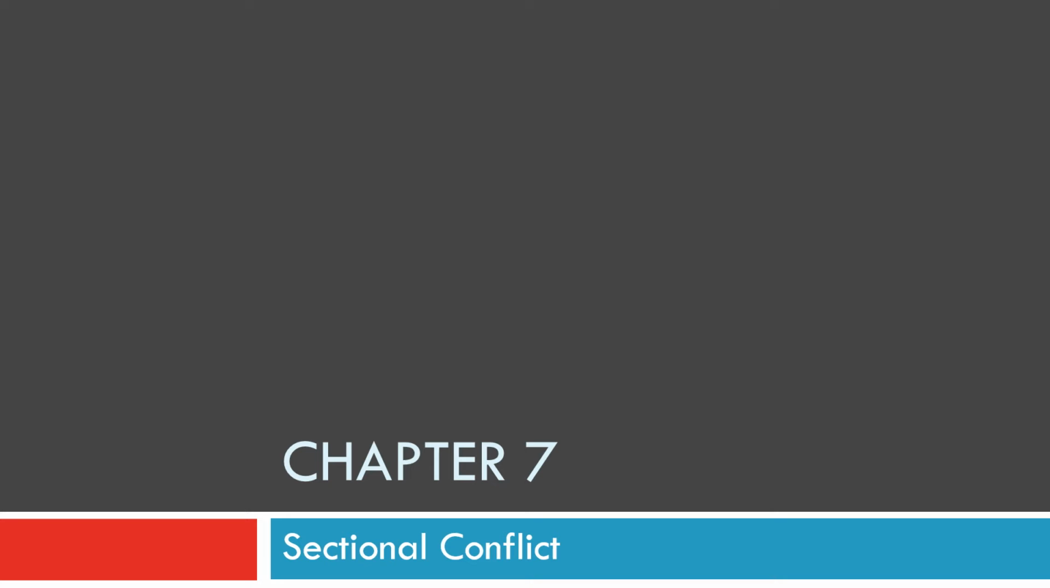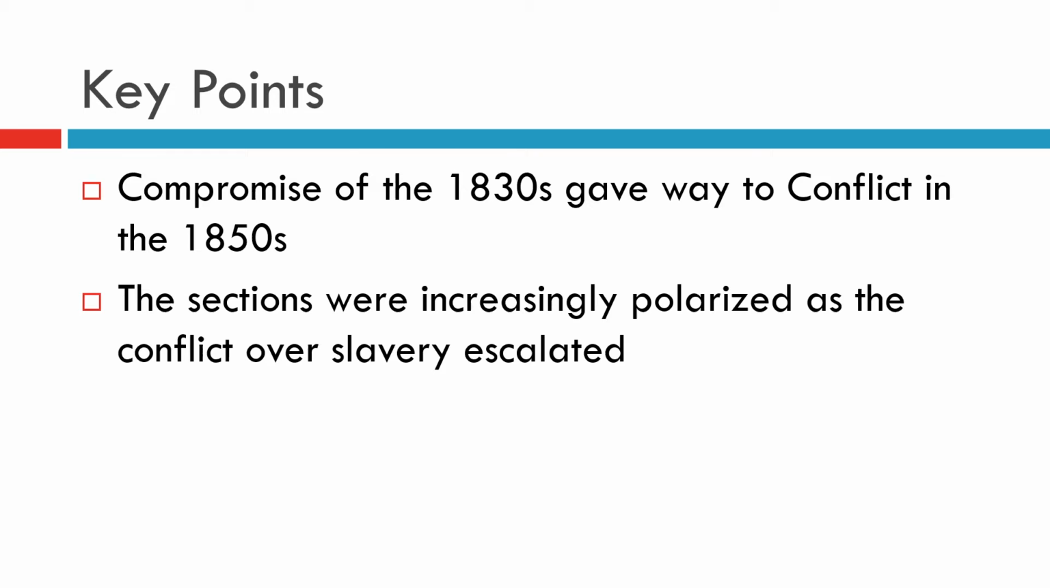All right, hello everybody. Here's a little overview video of Chapter 7, Sectional Conflict. Just remember, please, that we covered the compromises in class as well as slavery as an institution. So this video goes through those topics fairly quickly. Let's get started. A couple key points.